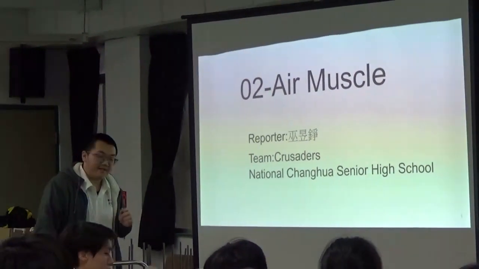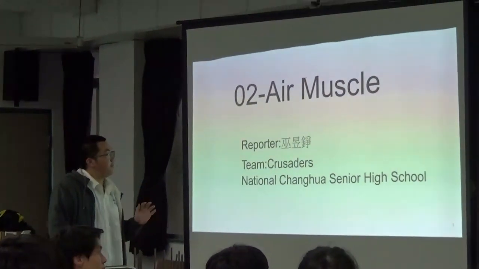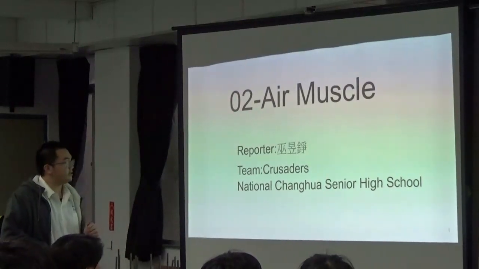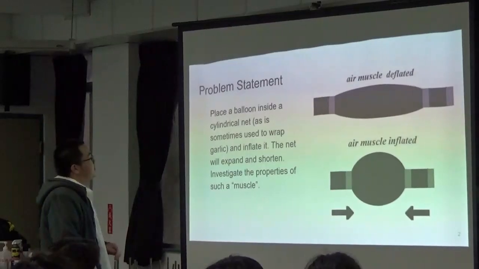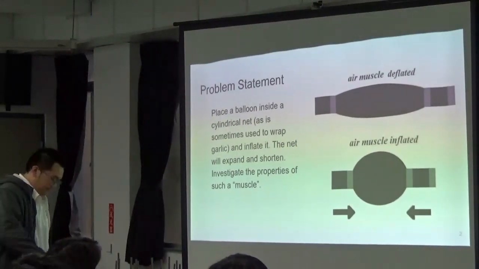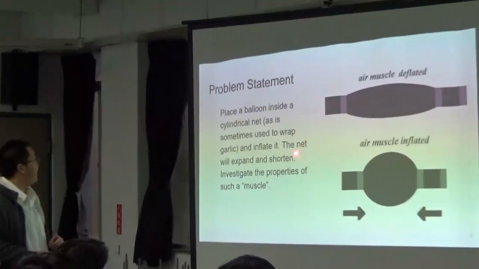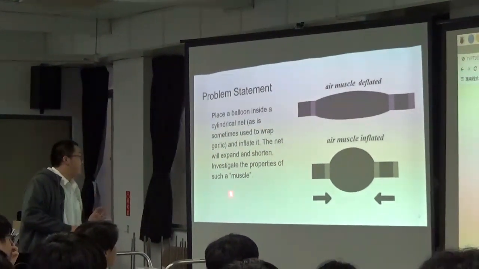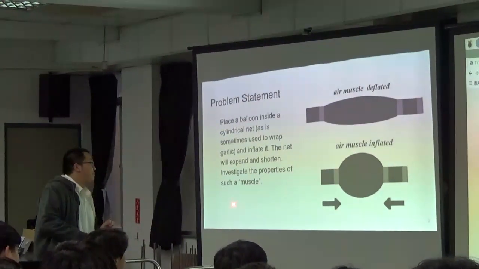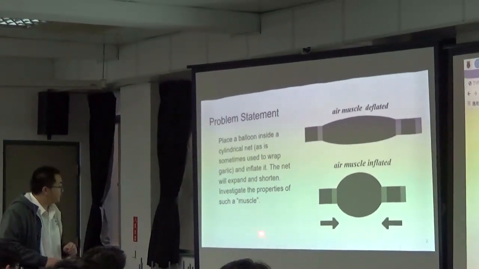I'm the leader and also the reporter here to report the topic about air muscles. First, the problem statement. Place a balloon inside a cylindrical net, as is sometimes used to wrap up a collar, and inflate it. Then the net will expand and shorten. The problem statement asks us to investigate the property of such a muscle.